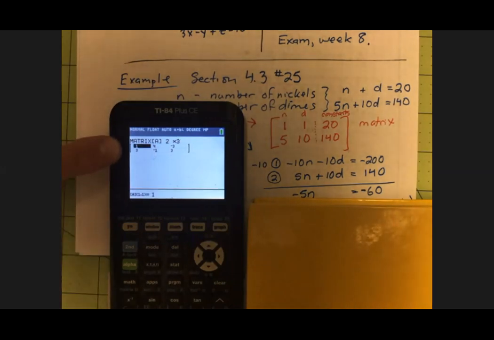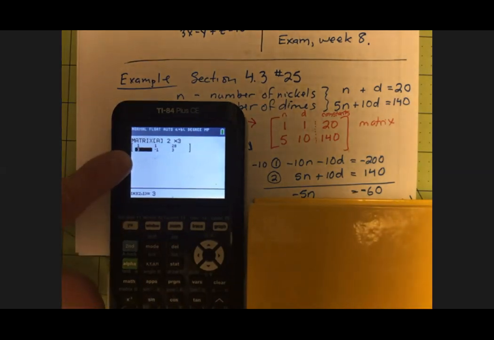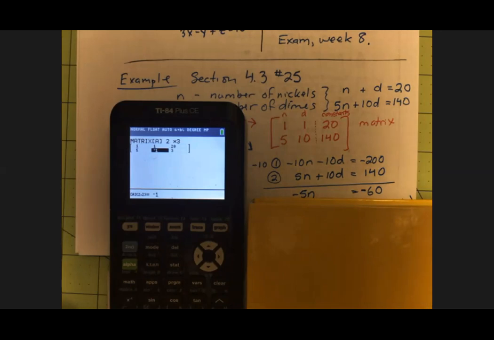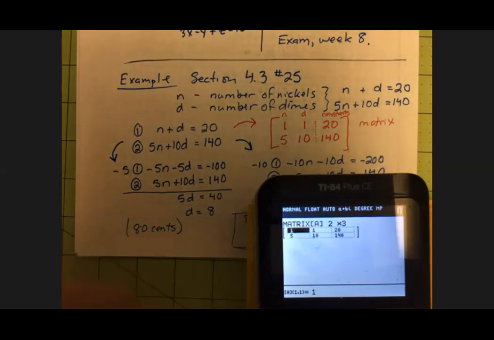Now I'll bring this closer to the camera again, and now I see 2 rows and 3 columns. Now I just type in the numbers one after the other with the Enter key. 1, Enter, 1, Enter, 20, Enter. And it goes down to the next row. 5, Enter, 10, Enter, 140, Enter. Now I'm going to bring it up closer. You see that I've got that matrix in there, what I want.